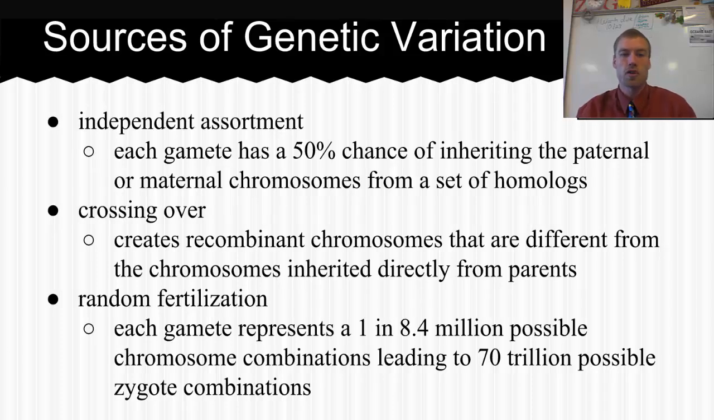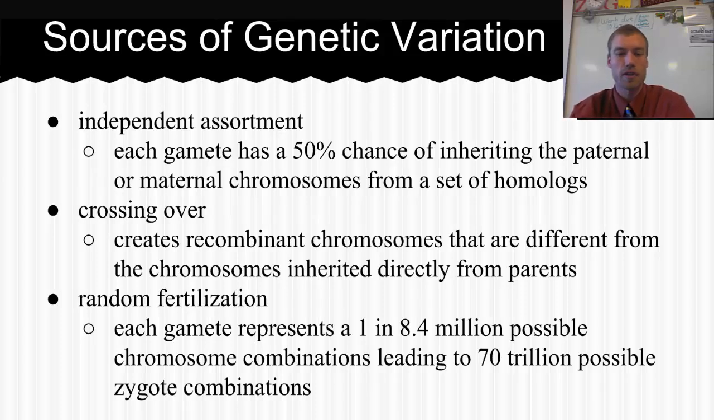We have independent assortment, which is the fact that each gamete has a 50% chance of inheriting the paternal or maternal chromosome from a set of homologs. So when they line up along that metaphase plate, you have a 50% chance of either having the paternal or the maternal. So that's going to increase variation. You've got crossing over, which is going to result in a huge number of different variations, in terms of which genes get swapped over from one chromosome to the other, and just how many times it occurs, and lots of different ways that can help to increase variation.